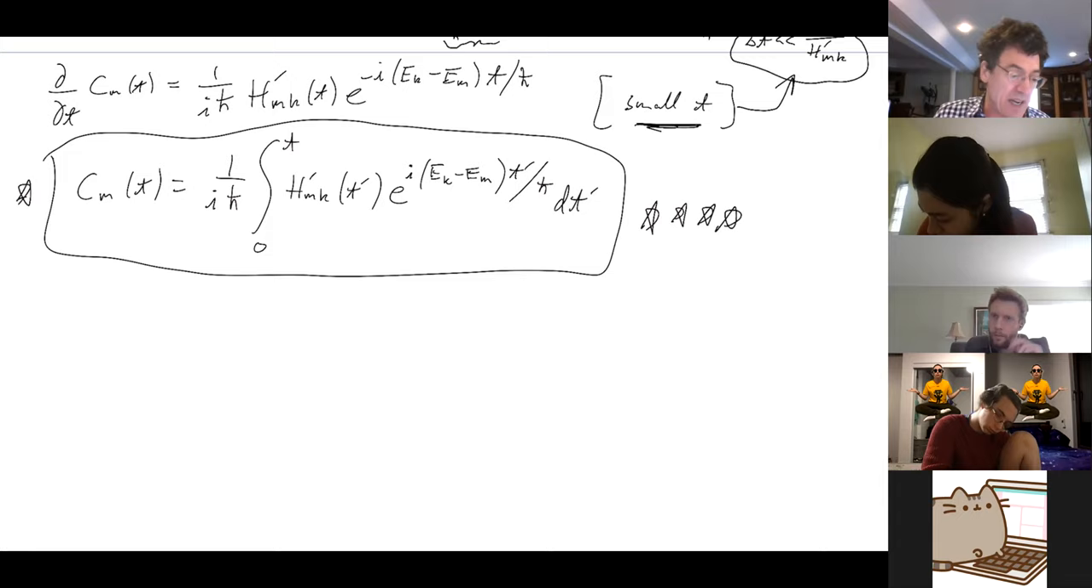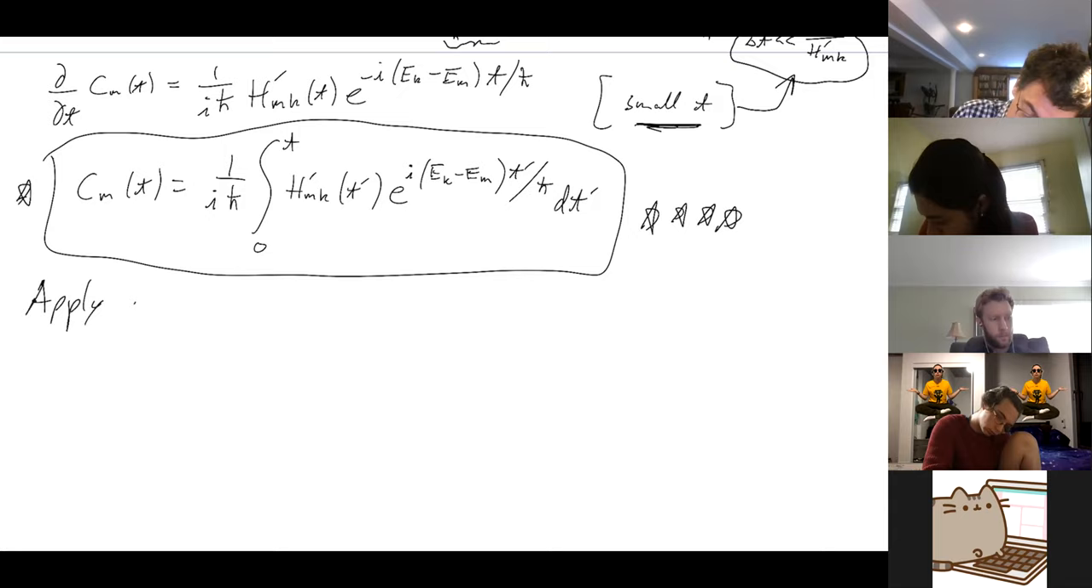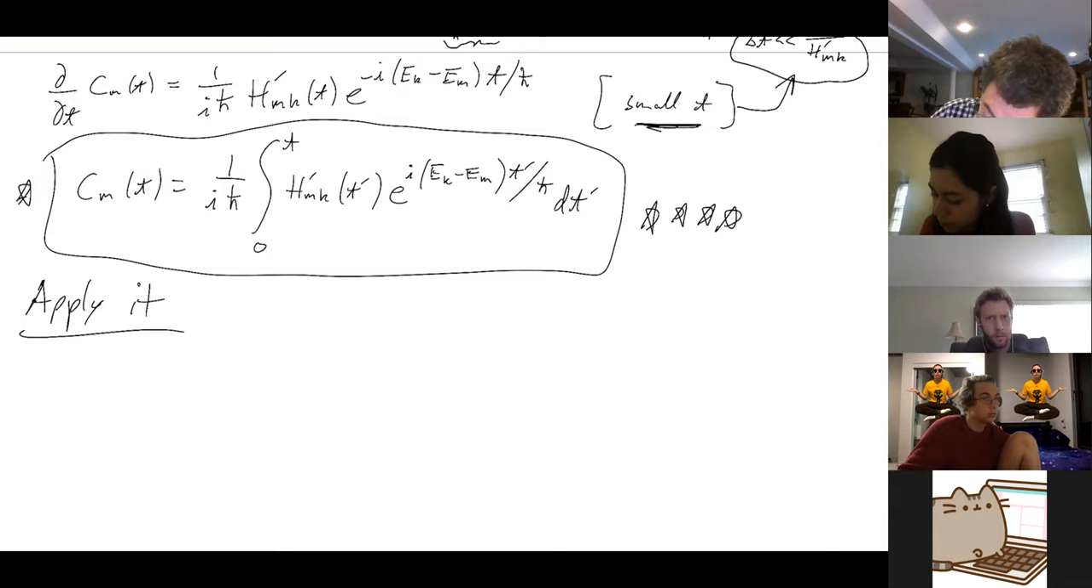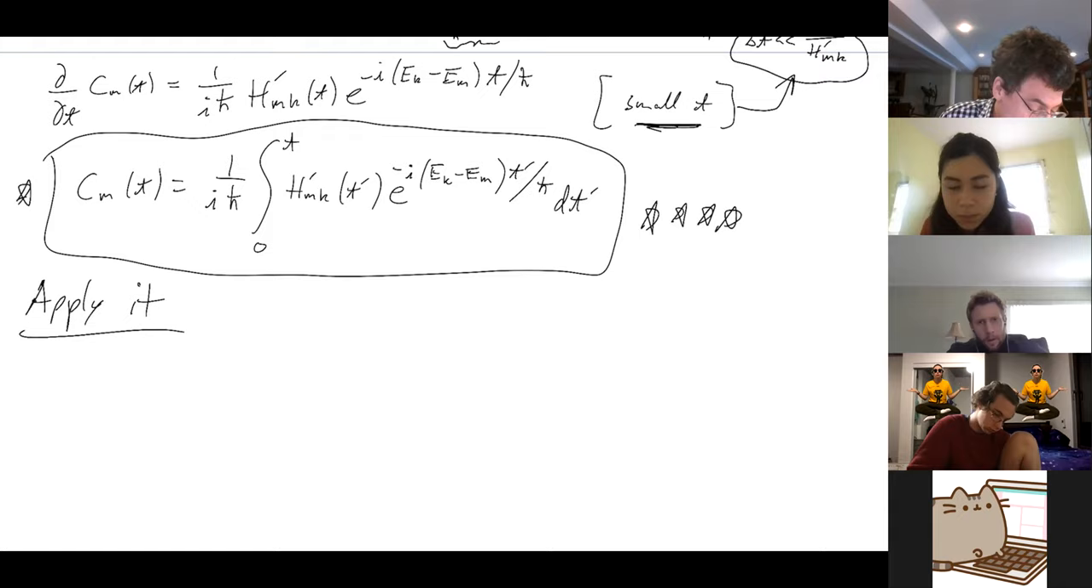Professor, is there supposed to be a negative sign in the exponent in this final answer here? Yeah, let's get that right. That's right, thank you. Good, okay, thank you. Now let's apply it.